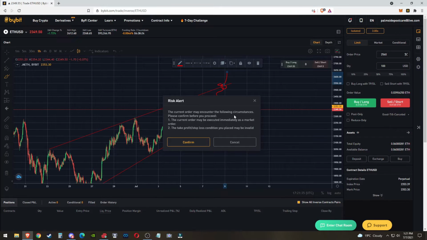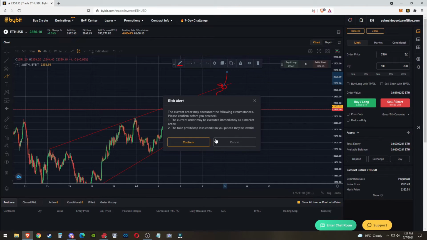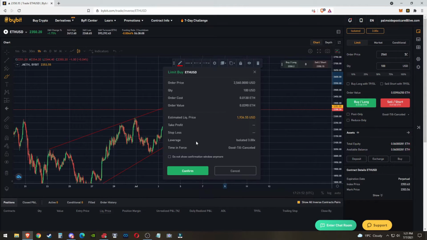So the current order may encounter some following circumstances. Now, you've got to be careful because if you're trying to do limit orders and it's not far enough away from the price action, a lot of times they want to execute it as a market. So that may be what's going to happen here. So basically limit buy ETH USD. Order price is 25.60, which is what we put up here. That's where I want to get in at. And then of course the quantity is just $100. That's basically what I put here.